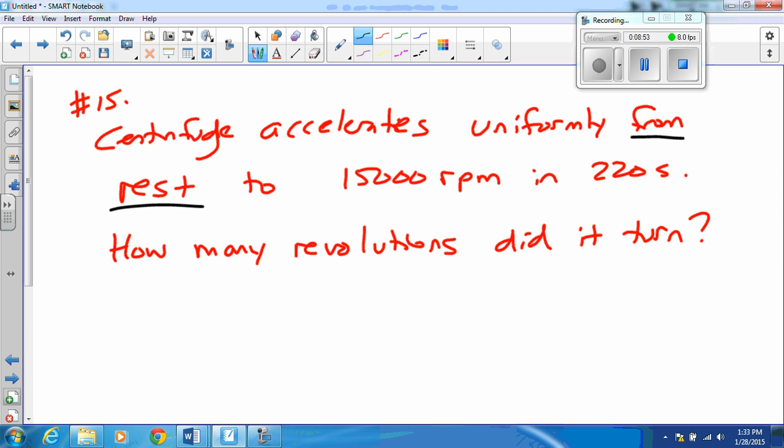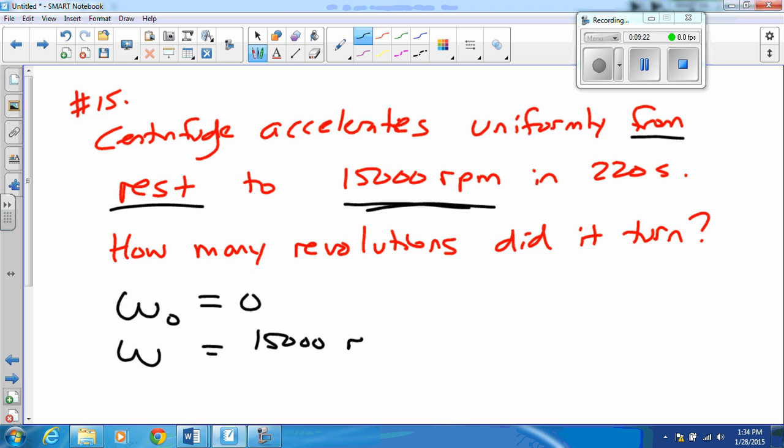Okay, so let's identify here. First of all, from rest, what is that telling us? Zero. What is zero though? How do I label it? Initial velocity. In an angular sense, the label for initial velocity is angular speed omega. Next, what is this giving us? Well, we can let our units be our guide. RPM stands for revolutions per minute, which is an angular speed. So we're going to say that omega final is equal to 15,000 revolutions per minute.